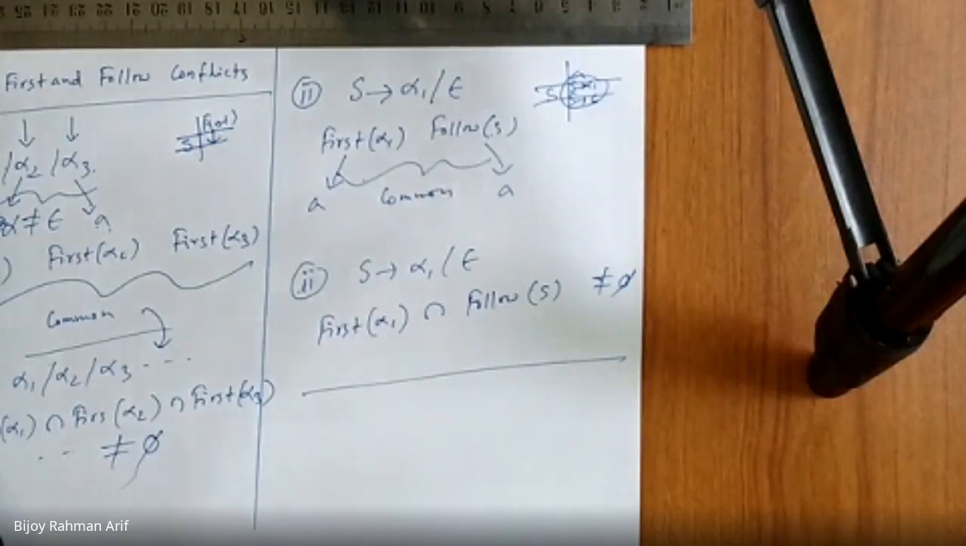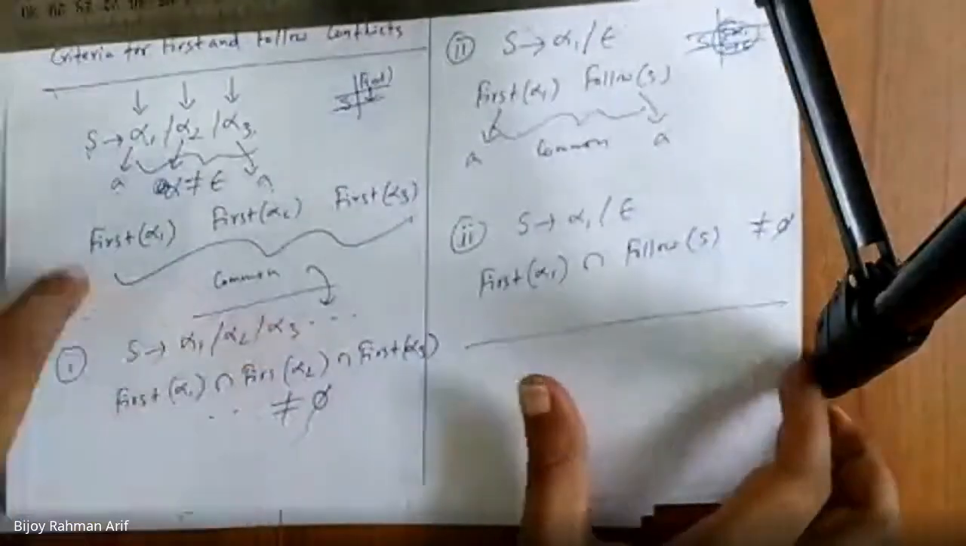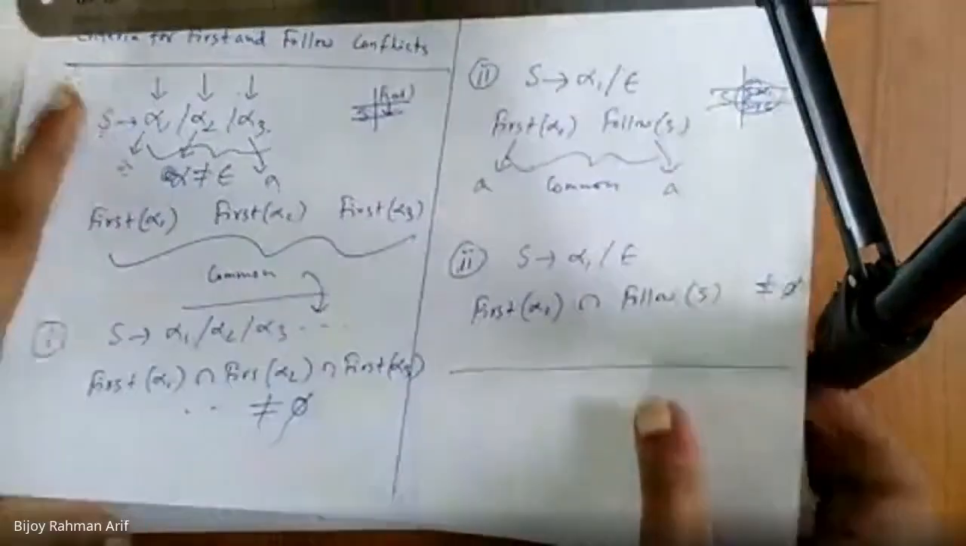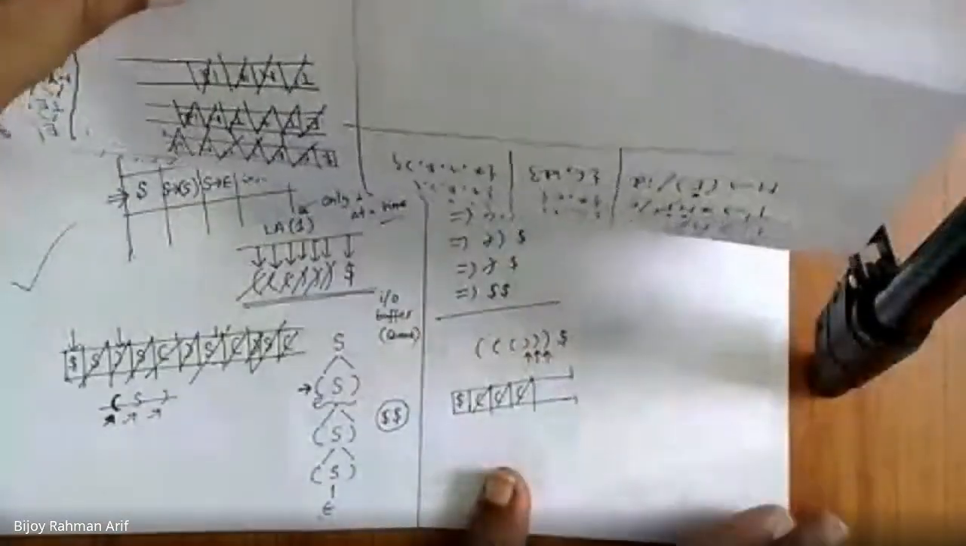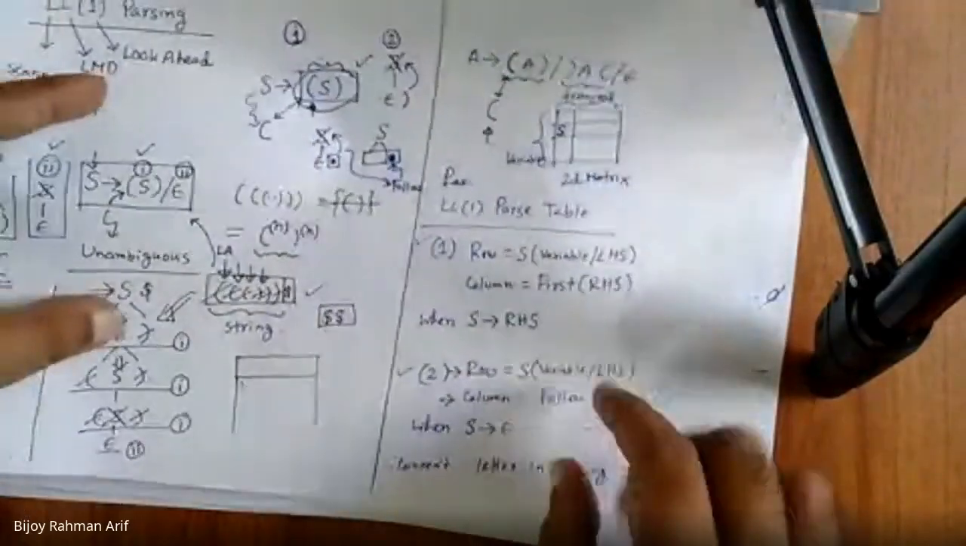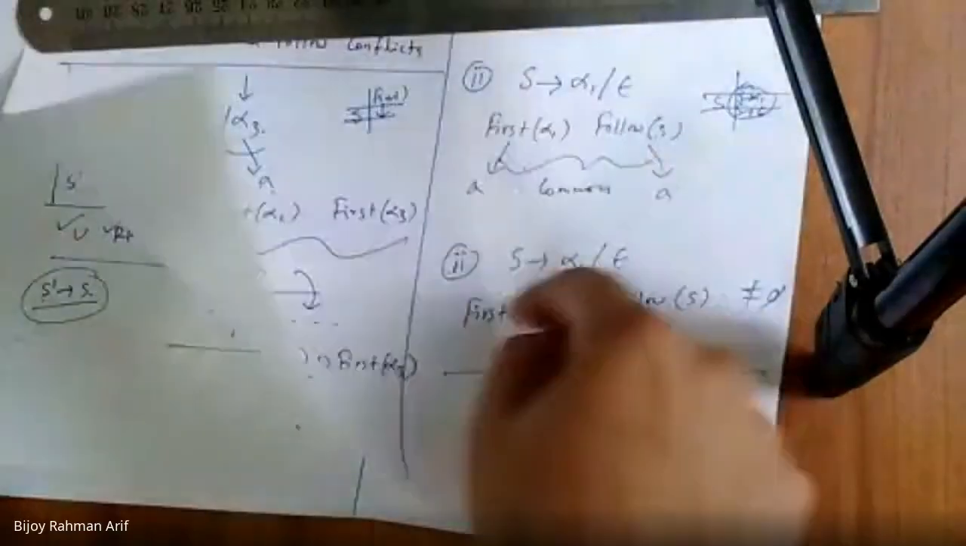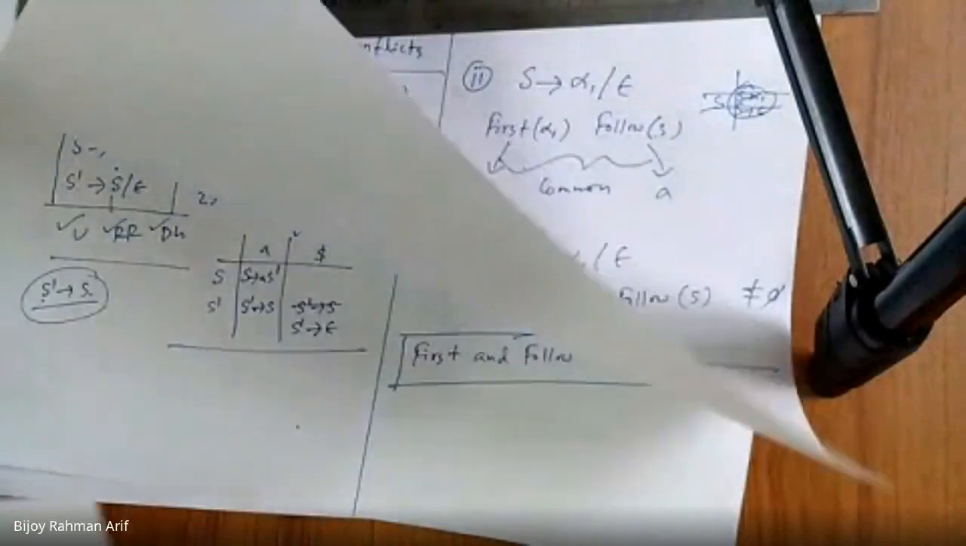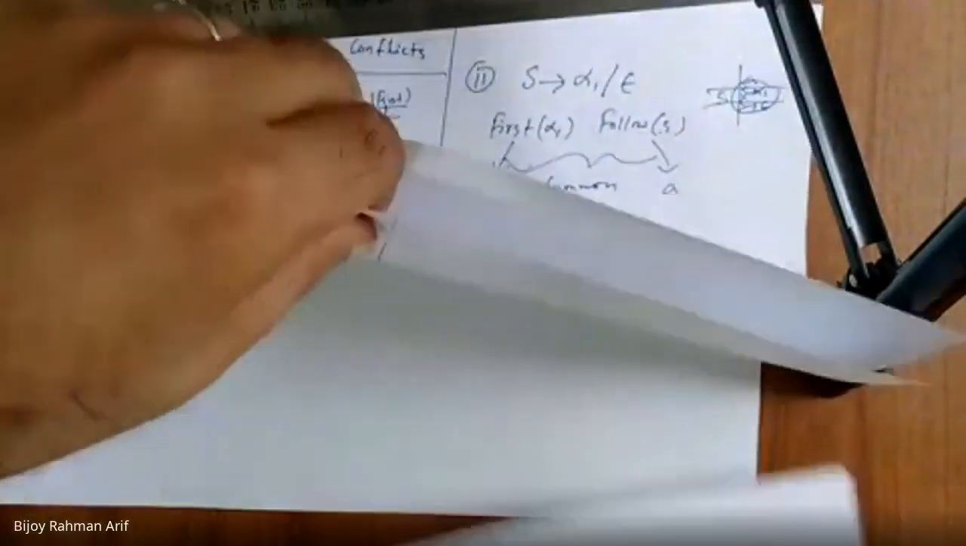According to rule number 1, this one is according to rule number 1. What is my rule number 1? Where is my rule number 1? According to my rule number 1, there is a conflict. Here, according to rule number 2, there is a conflict. Did you get it? Simple structure.